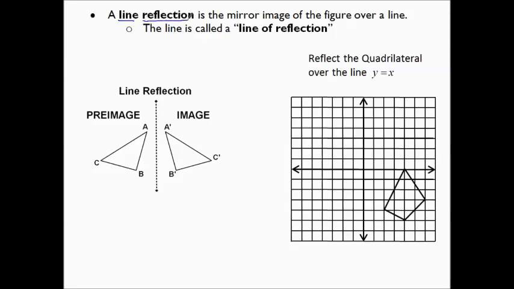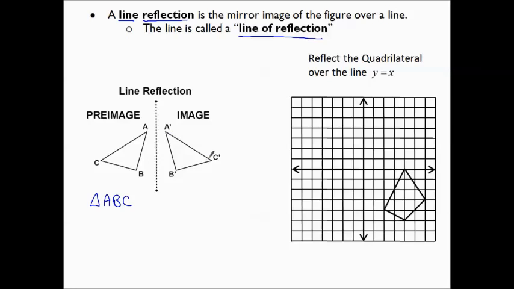A line reflection is the mirror image of the figure over a line. That line is called the line of reflection. Notice in this picture we have the pre-image. The points are labeled A, B, and C, the vertices of the triangle. This is triangle ABC, the pre-image, before it has been reflected. Here's the line of reflection, and then the image.